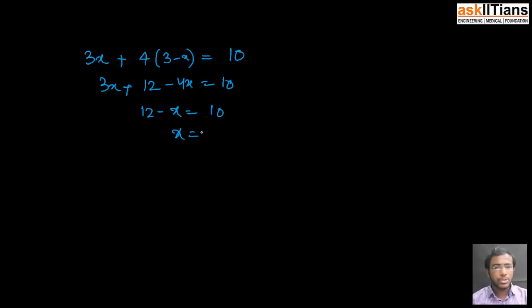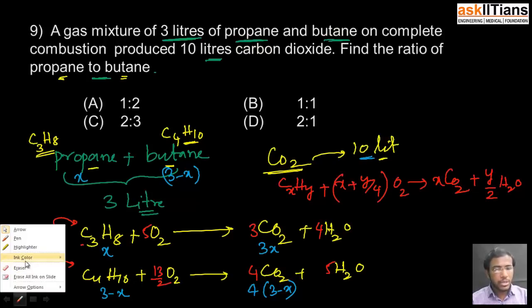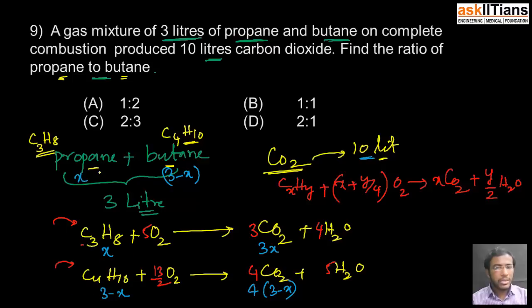So X is going to be how much? It is 2. So X is 2 liters. What we assumed X is the volume of propane in the mixture. So we got it, the propane is equal to 2 liters. So 3 minus X, the 3 minus 2, this is 1 liter. So the volume of propane to the volume of butane in the mixture is 2:1. So D is the correct option. 2:1 is the correct option.